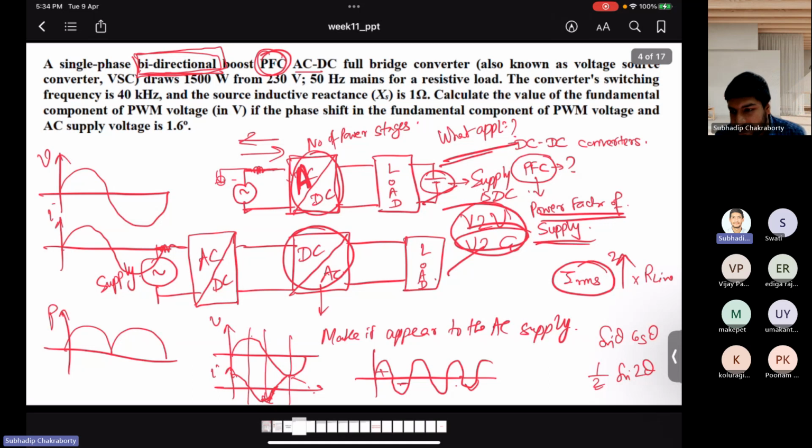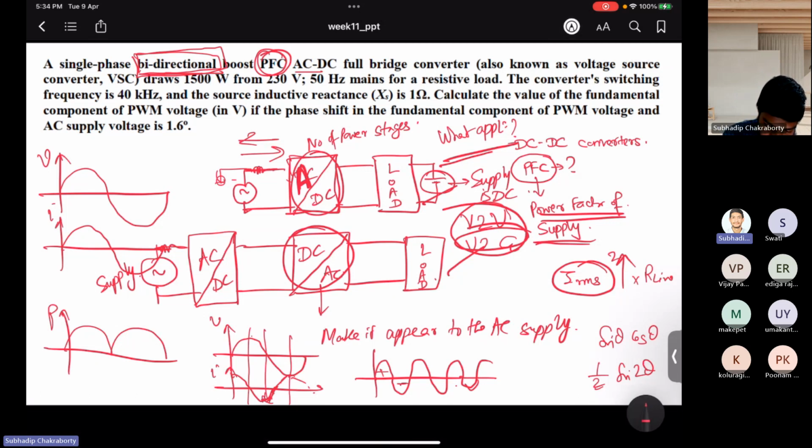That's the meaning, that you need some converters with some switches, like IGBT based switches, some voltage source converters, whatever we were talking about in the course. And the problem begins from there. So once you understand that, you can solve the problem.